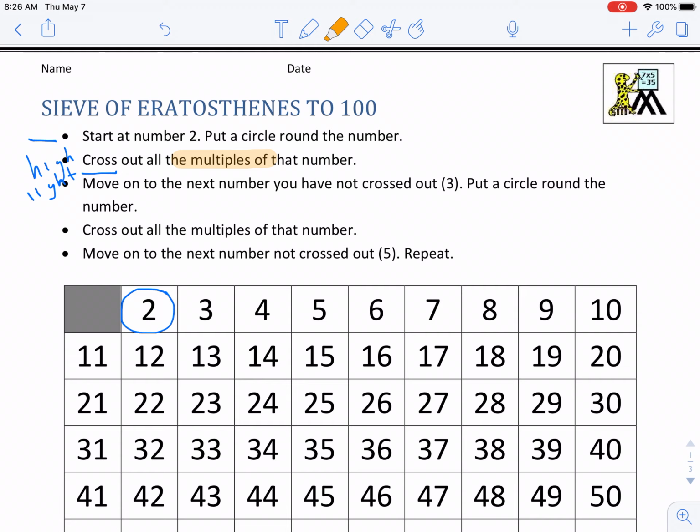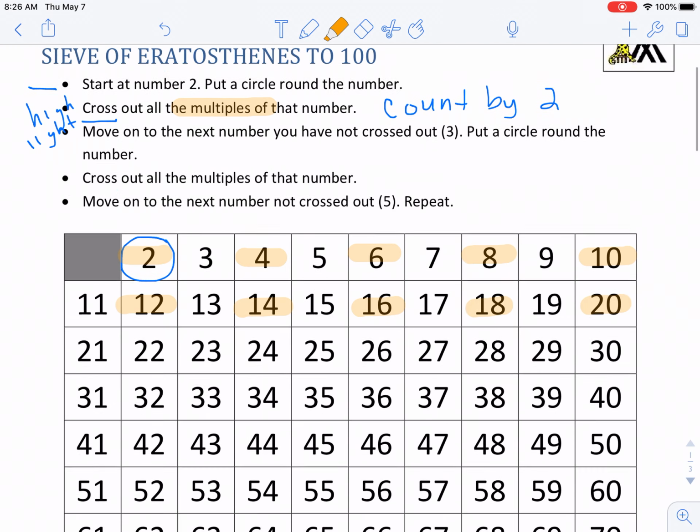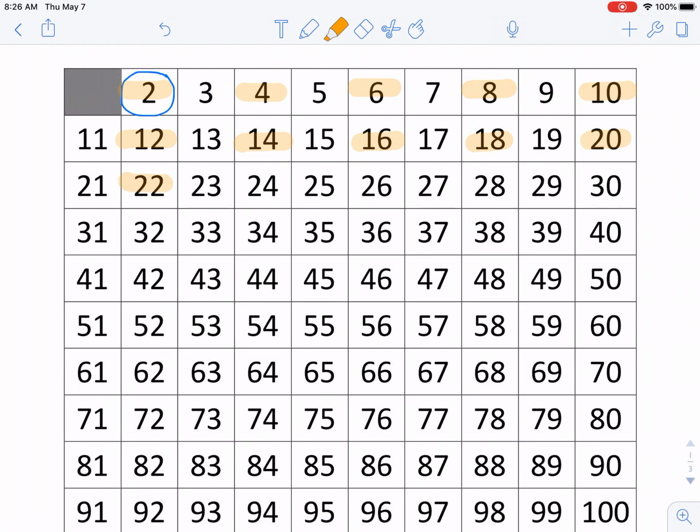So for number 2, multiples of that number mean we count by 2. So 2, 4, 6, 8, 10, 12, 14, 16, 18, 20. Are you seeing a pattern yet? 22, 24, 26, 28, 30, 32, 34, 36, 38.